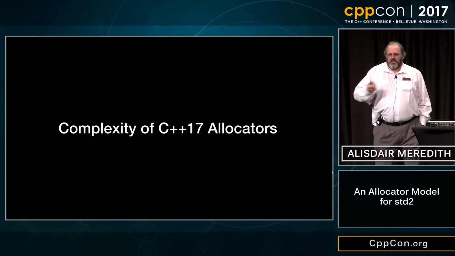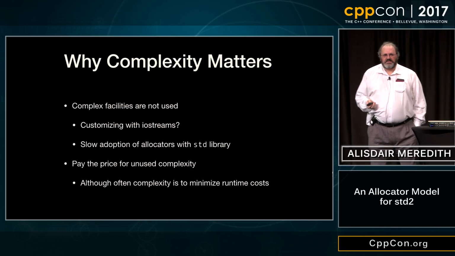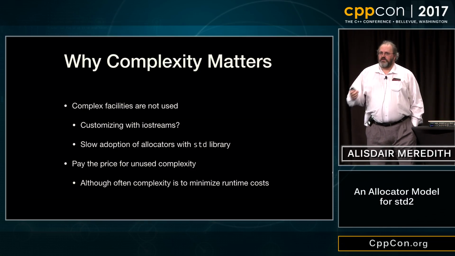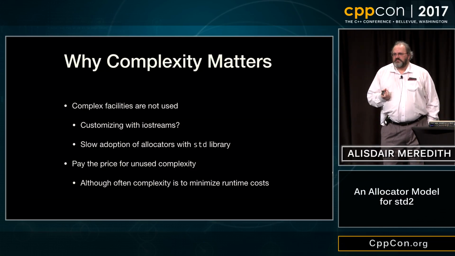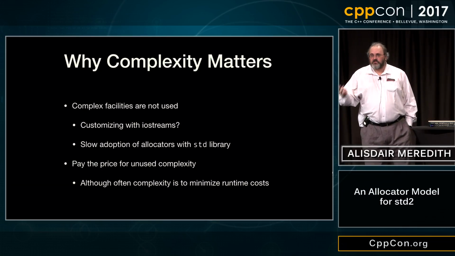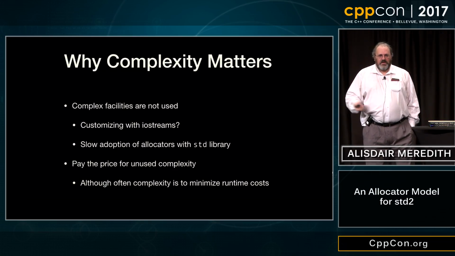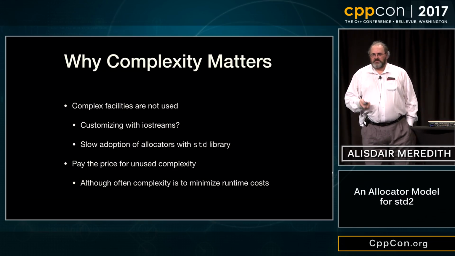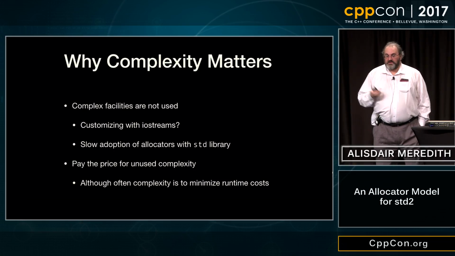So, the complexity of C++17 allocators is a problem. Why does complexity matter? Complex facilities frequently are simply not used. They're intimidating. They're more work than people want to take on. A good example: in C++98, we had a very powerful IO streams facility, and I know very few people who do anything other than use the straight IO streams that come out of the ISO standard. In fact, they often don't use them as templates. They just use the typedefs of standard stream and overload a few insertion operators, and that's it.